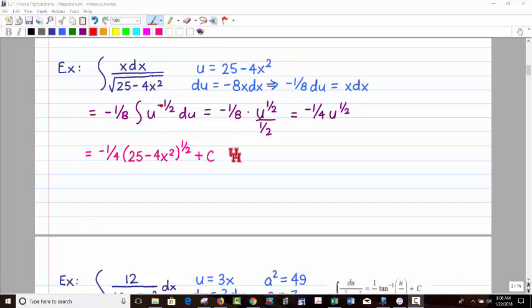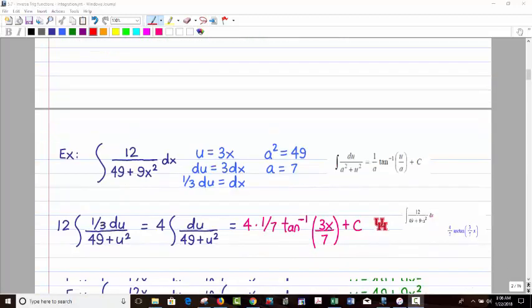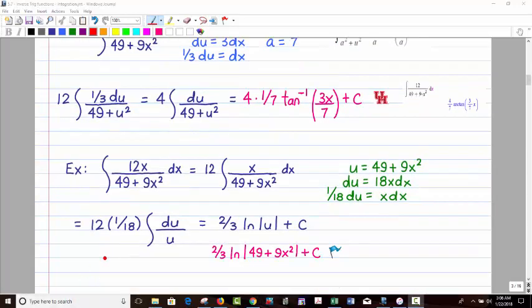I brought it up, but it would have been du over u to the 1/2. Brought it up, made it negative 1/2. But if you do the same thing here and bring it up, u to the negative 1, that power, and only that power, has an antiderivative of natural log. So be careful, don't just call anything that's over u to any random power natural log. It's only when it's u to the first. All right, and then there we have 2/3 natural log of the absolute value of 49 plus 9x squared plus c.